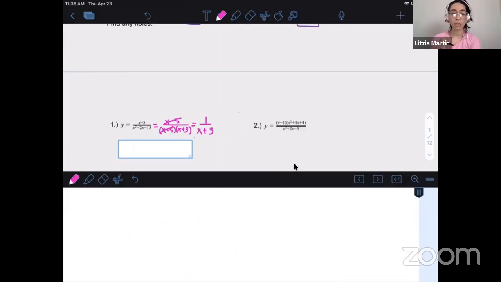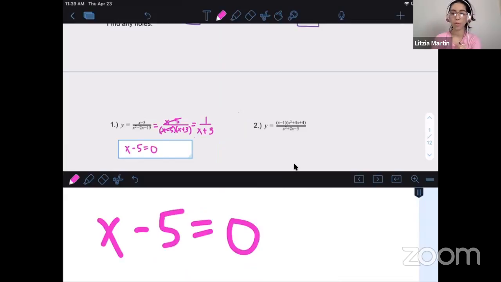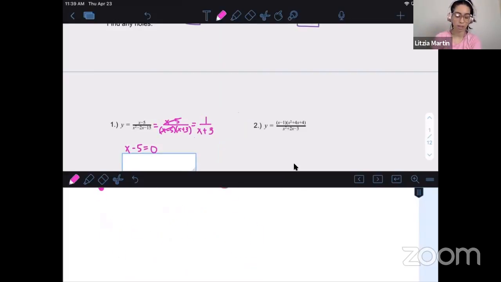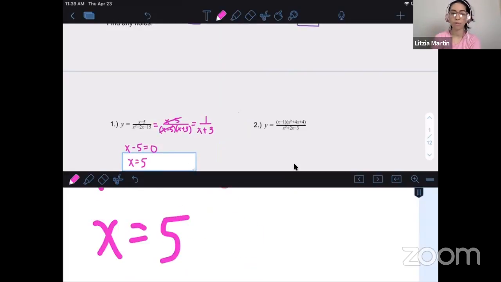So the first step to finding the hole is actually taking whatever you just canceled out and setting that equal to 0. So we canceled out x minus 5. That means we're going to set that equal to 0 and then just solve for x. So x is equal to 5. And remember, a hole is a point. Like it's literally, if you have a line, if you take out a point, that's a hole. So a point consists of 2 coordinates, the x and the y coordinate. So it means the hole also has to consist of those 2 coordinates.